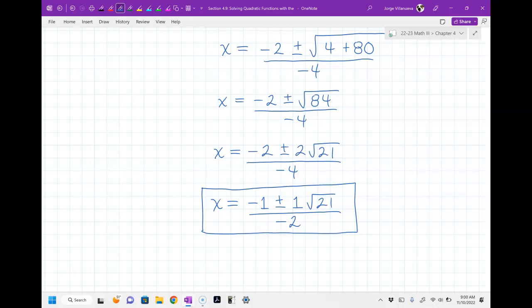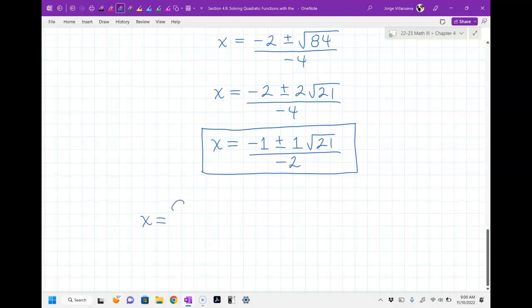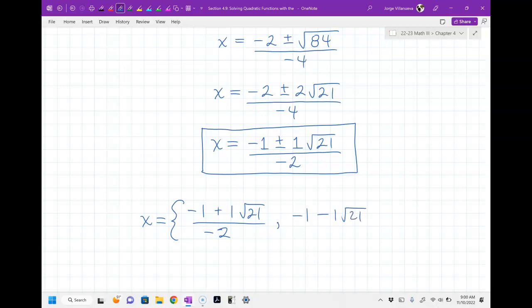I don't like to write it like this, but sometimes you'll see it on a state test. I think it's the ugliest thing to do, but you might see them write it like this. The first answer would be negative 1 plus 1 radical 21 over negative 2, comma, and the other one would be negative 1 minus 1 radical 21 divided by negative 2. They're literally splitting up the plus and the minus: first add, now subtract. Those are your two answers. So in state tests, sometimes they write it like this.